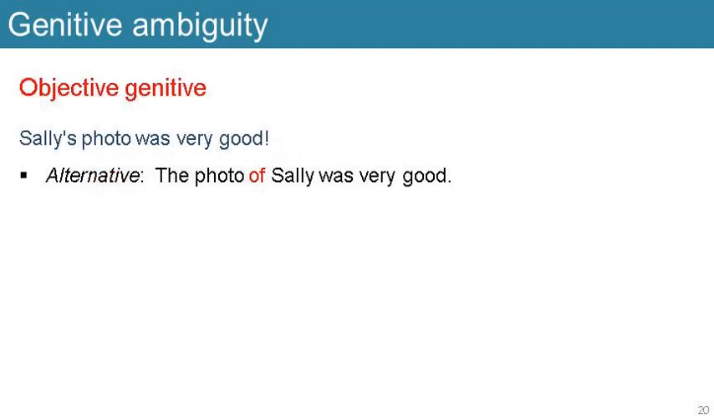The best advice on this issue is to be alert to the potential ambiguity of the genitive apostrophe, particularly the objective genitive. You can usually preclude misinterpretation by replacing the objective genitive with the of alternative, as in this example.